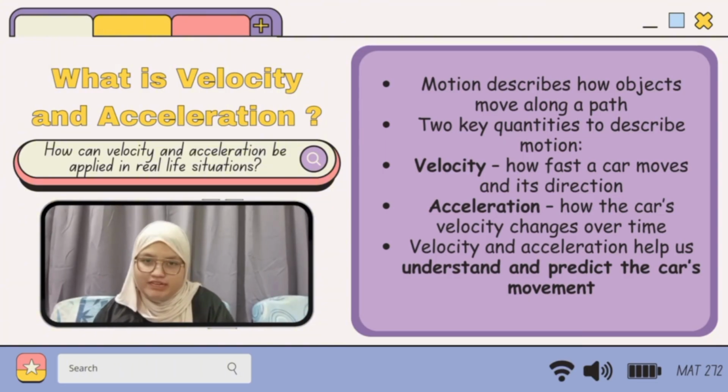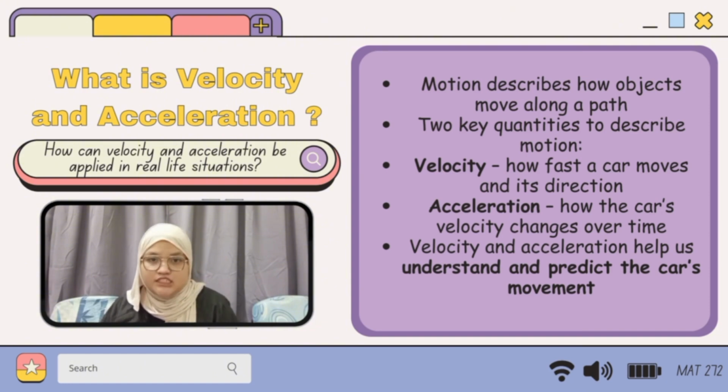Hi, don't worry, I will explain to you. Motion is the way we describe how objects move along paths. To describe motions, we focus on two key quantities, which are velocity and accelerations. Velocity tells us how fast a car moves and in which directions, while accelerations tell us how the car's velocity changes over time. Understanding these two concepts allows us to analyze and predict the car's movement.